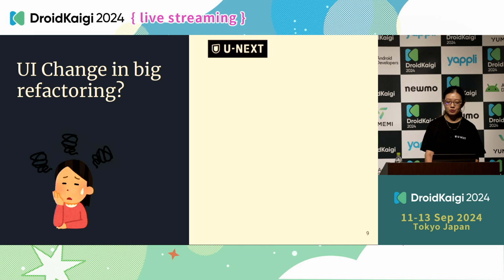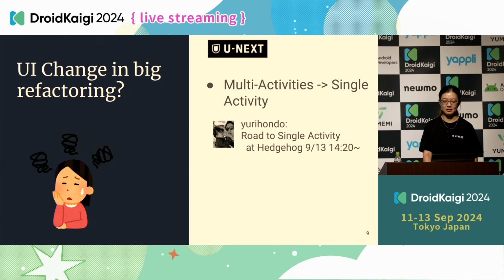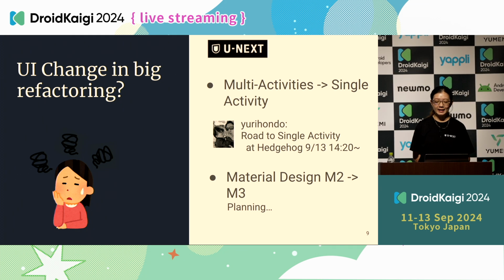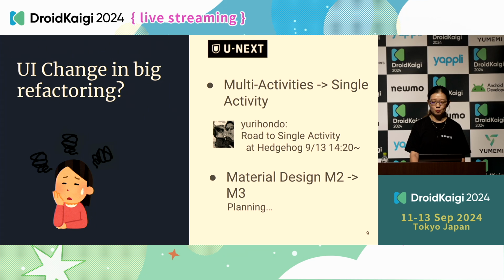The third challenge, and certainly not the last, is maintaining UI consistency during major refactoring efforts. For instance, currently we are migrating from multi-activities to the single-activity architecture. You can learn more about this from Yudin Hondo's speech. Throughout the single-activity migration, our goal is to ensure that navigation behavior remains consistent. Also, as a popular trend, you might already be planning the migration to Material Design 3. I believe this will require even more attention to UI consistency.